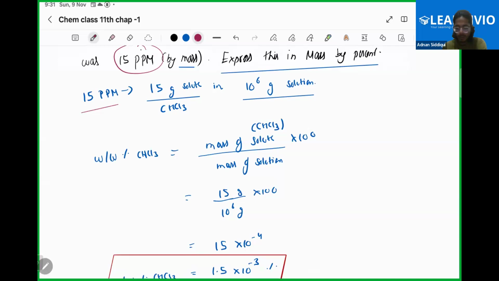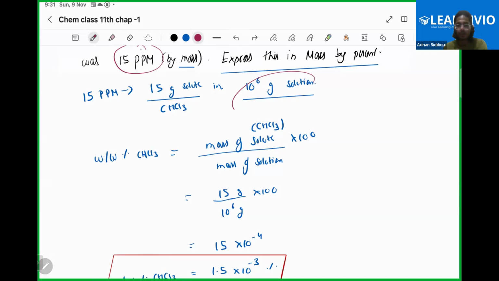This is giving you the data about solute and solution, and you were asked to calculate the weight by weight percent of CHCl3. So the formula is mass of solute divided by mass of solution. Mass of solute is 15, mass of solution is 10 to the power 6, and you have to multiply by 100 because you are talking about weight by weight percentage.